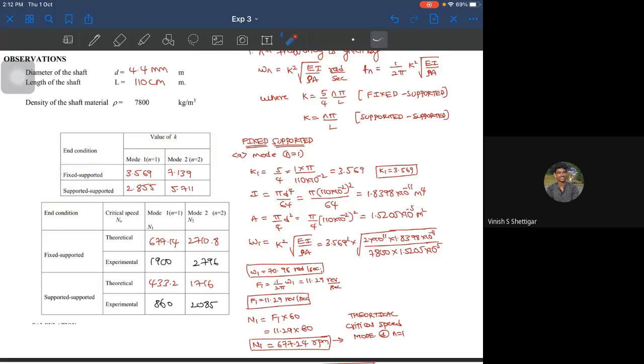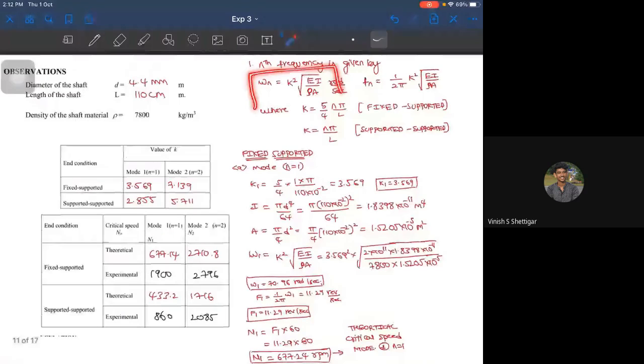For that, you have a formula which will be given in your observation. The angular frequency omega_n is K squared into the square root of EI divided by rho A. If you add 1 by 2 pi, it becomes the natural frequency; this is your angular frequency. The value of K for the fixed supported segment is given as 5/4 n pi by L. Similarly, for the supported segment, it is just n pi by L. There is no 5/4.